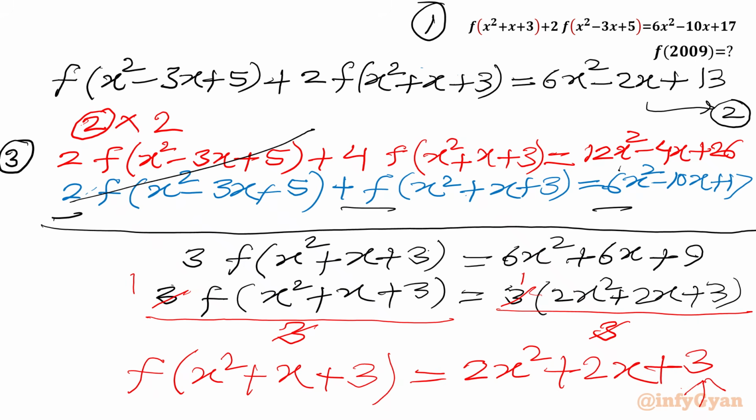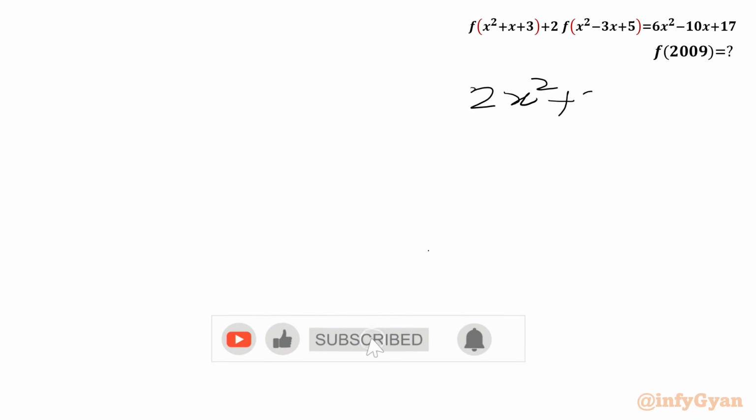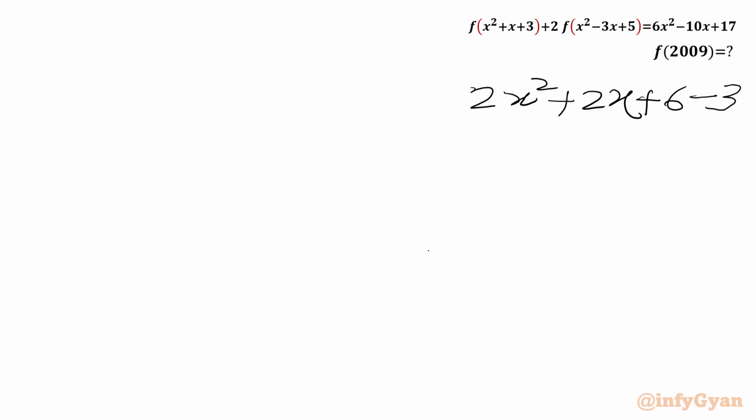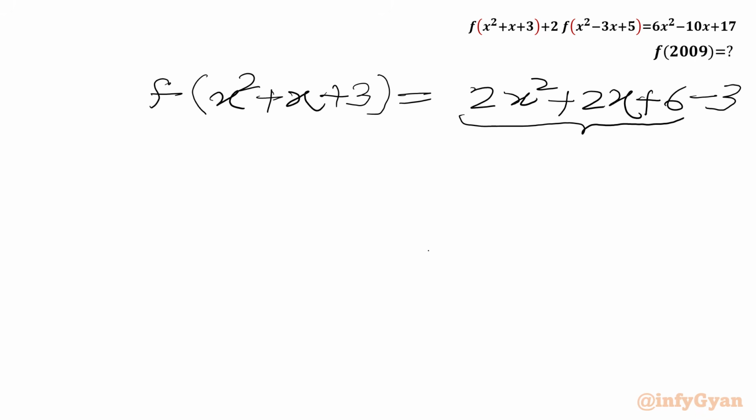Now this 3 can be written as 6 minus 3. So I will write RHS first: 2x square plus 2x plus 6 minus 3. Now we will write f of x square plus x plus 3. Now we have 2 common from these 3 terms. So if I take 2 common out, in the bracket there would be x square plus x plus 3.